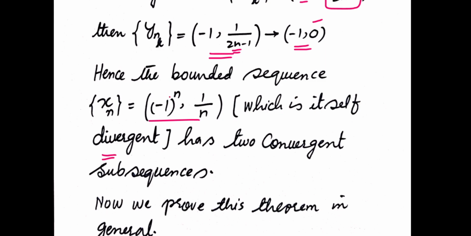Because the first coordinate is not a convergent sequence, because it has two limits, either -1 or +1. So that's why the final sequence xn is not a convergent sequence. Anyhow, we only need that it should be a bounded sequence. So the bounded sequence has two convergent subsequences.